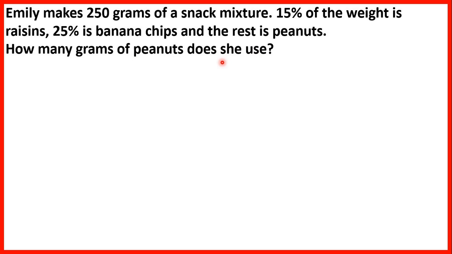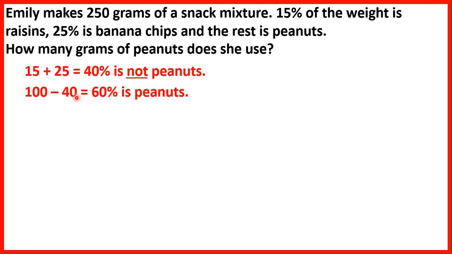Well, first, we need to find out what percentage of the mixture is peanuts. We know that 15% is raisins and 25% is banana chips. So that's 40% altogether, which is not peanuts. And because percentages need to total 100%, that tells us that 60% is peanuts. So we can find 60% of 250 grams.